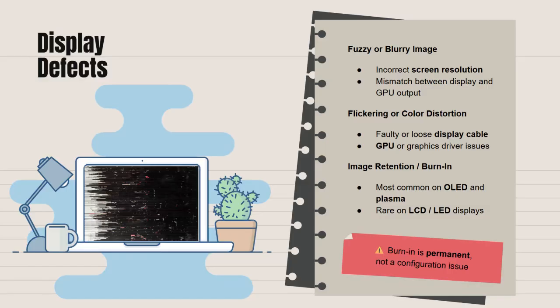Another type of display issue is video quality issues, or display defects. Fuzzy images usually mean incorrect resolution. Flickering or color distortion often indicates cabling or GPU issues. Burn-in affects OLED and plasma displays more than it does LCD or LED screens.